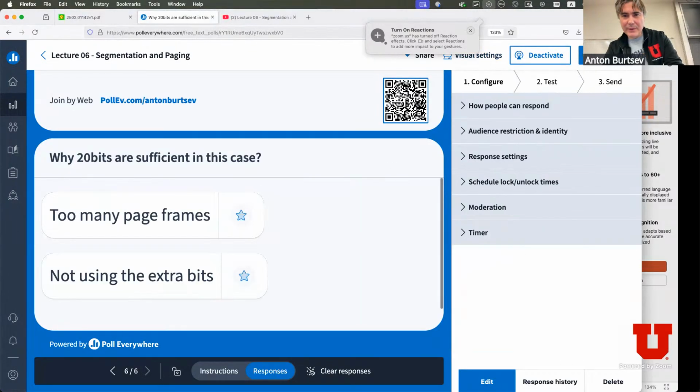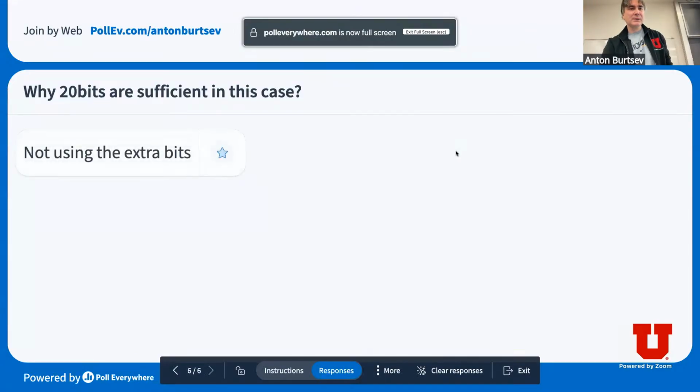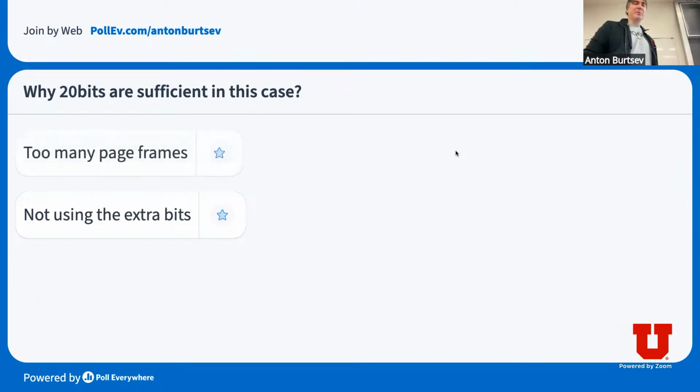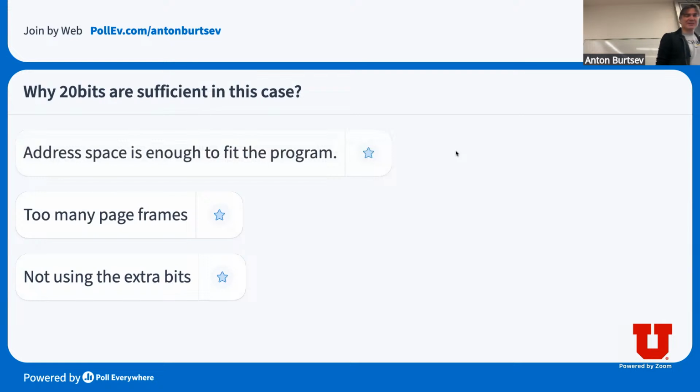Let's take a look at what we have here. Not using the extra bits. Well, you should probably tell me why we don't have to use extra bits. Too many page frames. Address space is enough to fit the program.